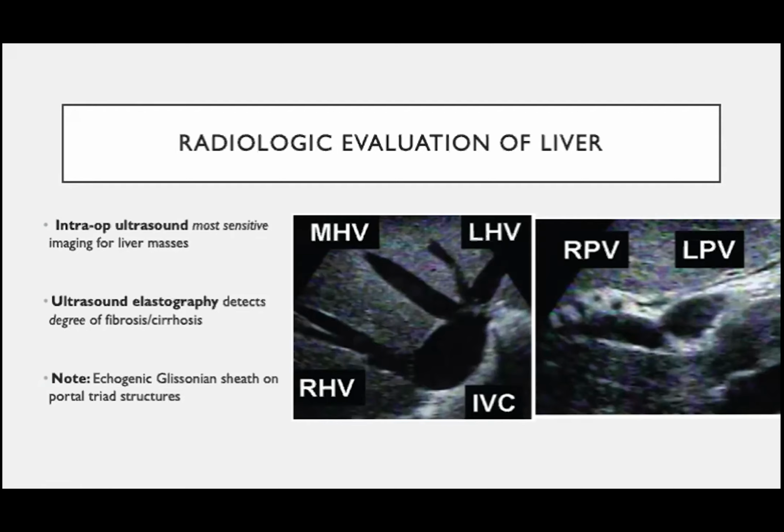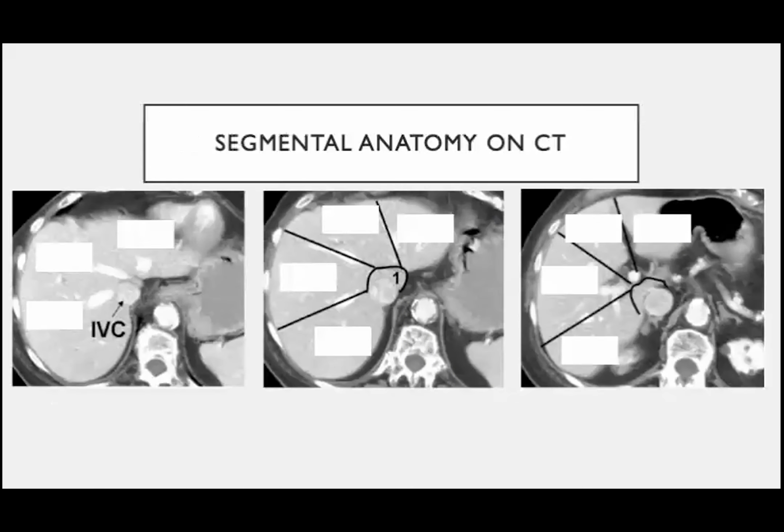So here's a mini review on segmental anatomy on CT. Why don't we start with team 3? Do you want to tell me, starting from the left slide, what these structures are, what these that are identified?